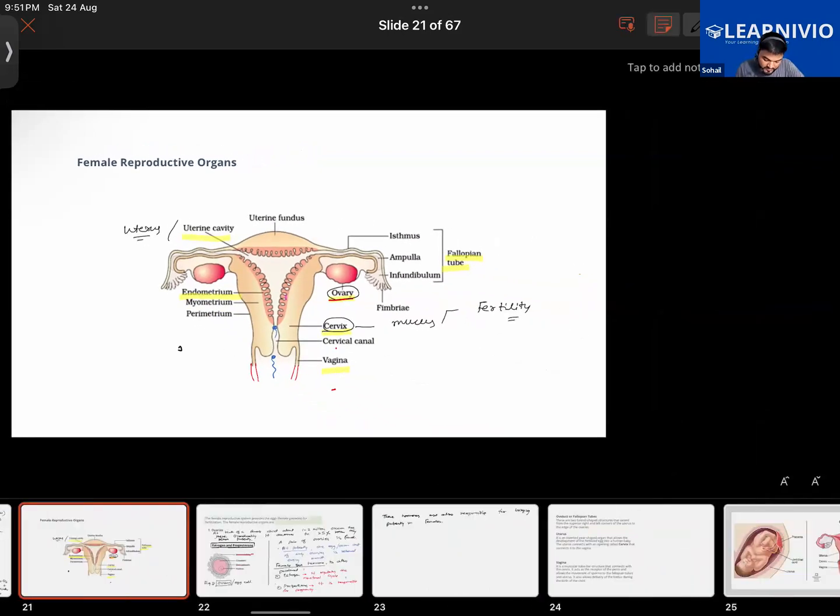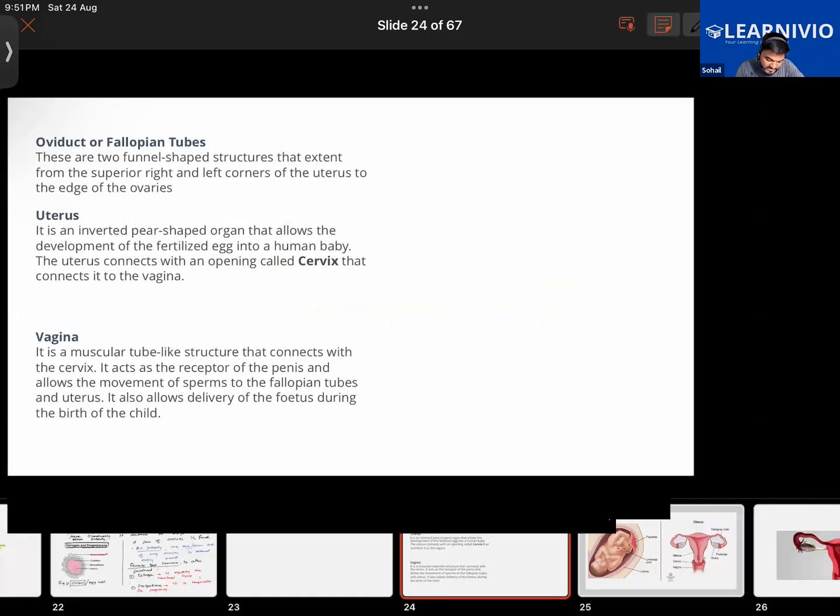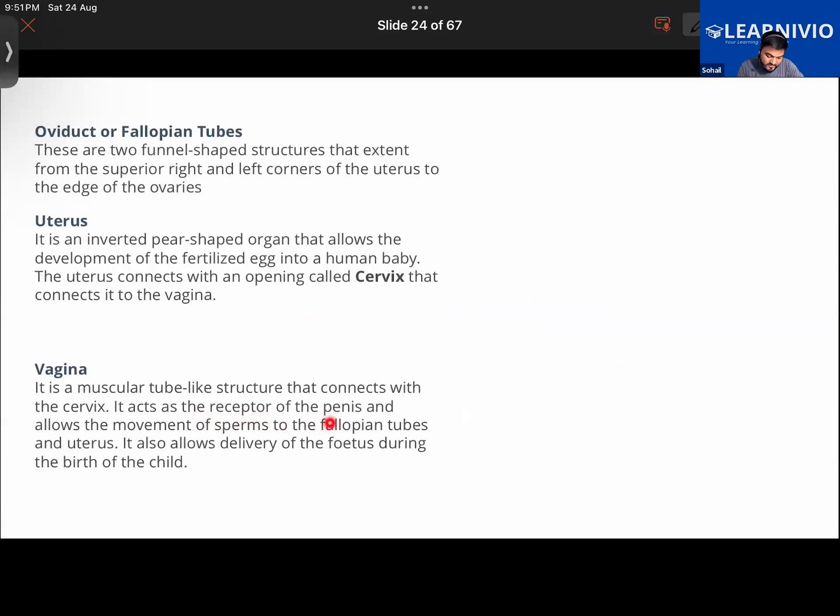So talking about the functions of the vagina, these are the functions. It acts as a receptor of the penis and allows the movement of sperms to the fallopian tubes and the uterus. It also allows delivery of the fetus during the birth of the child. So it's also called the birth canal.